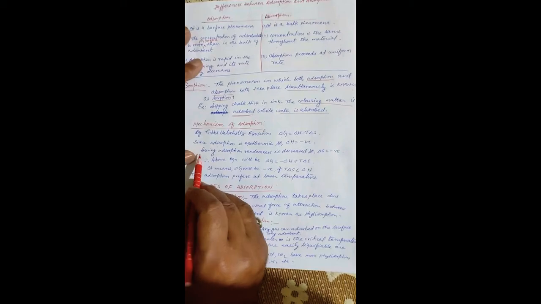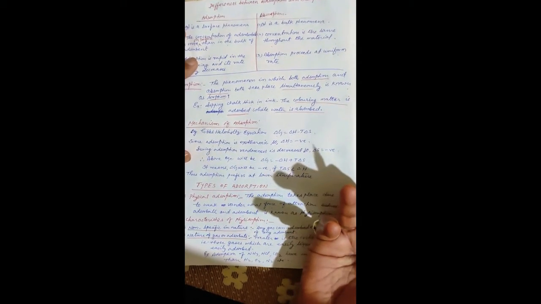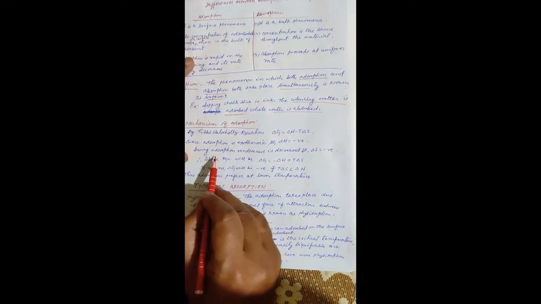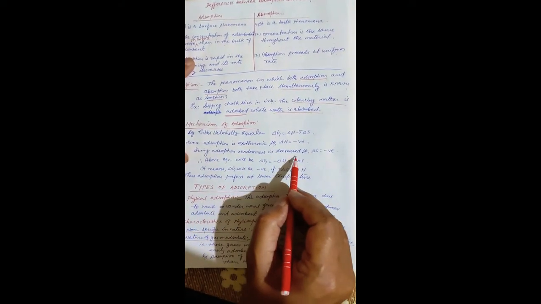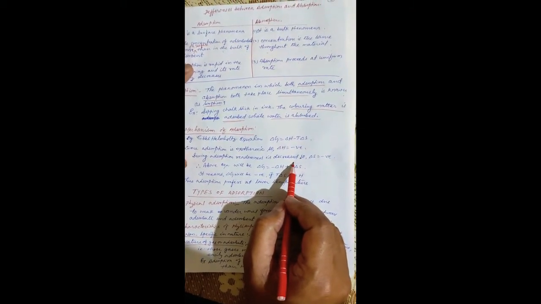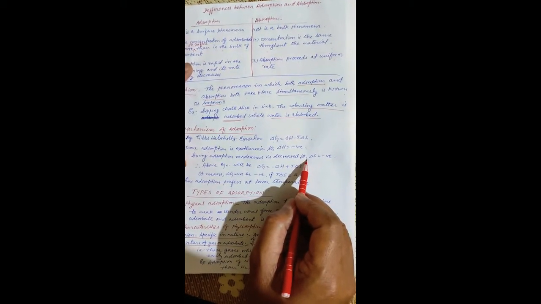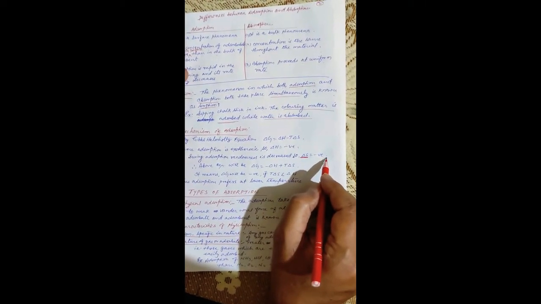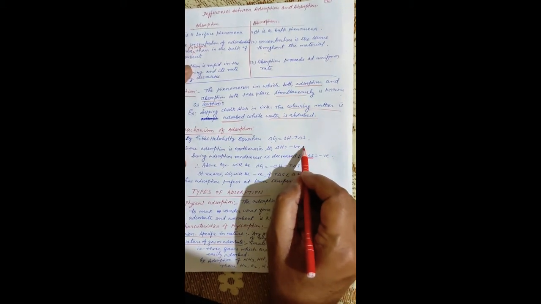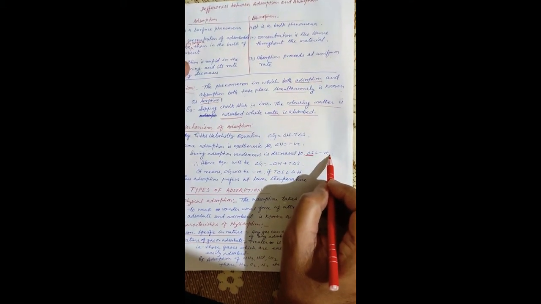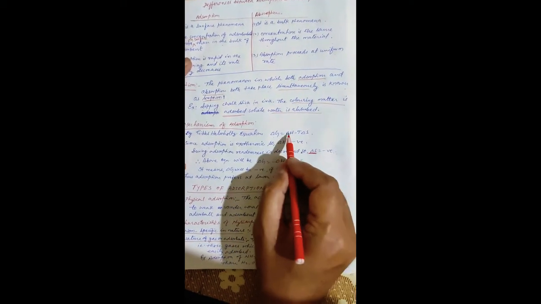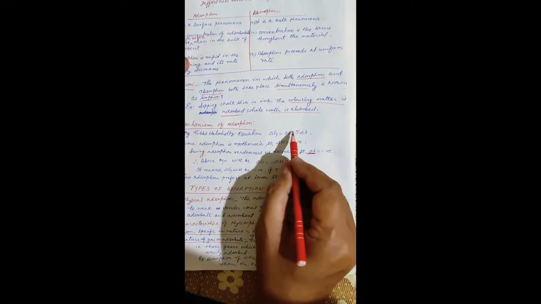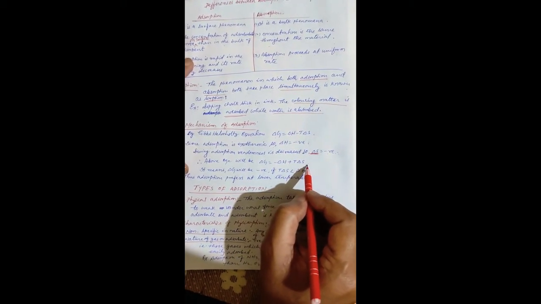And suppose there is a gas, before adsorption randomness is more and after adsorption randomness is decreased. It means during adsorption randomness is decreased. It means entropy is decreased. Therefore delta S, which is entropy, is also negative. So delta H is negative, delta S is negative. Now putting this value in this equation, what do we get? Delta G is equal to minus delta H, minus minus is plus, that will be plus T delta S.